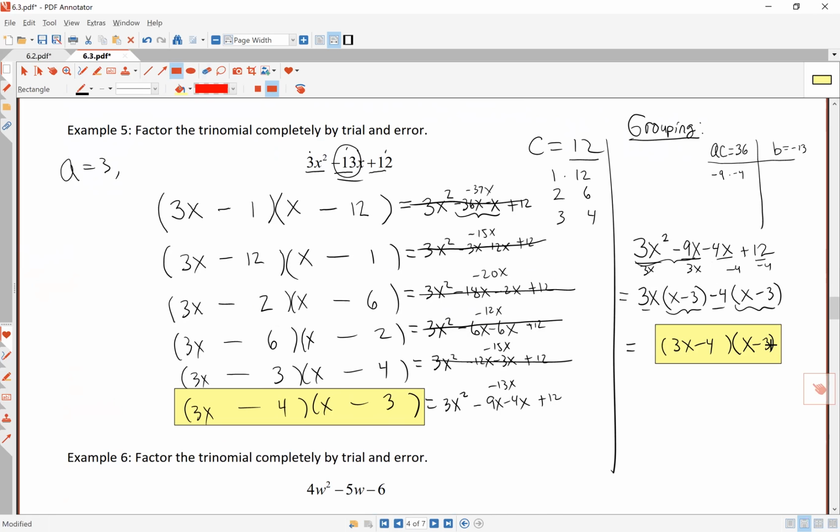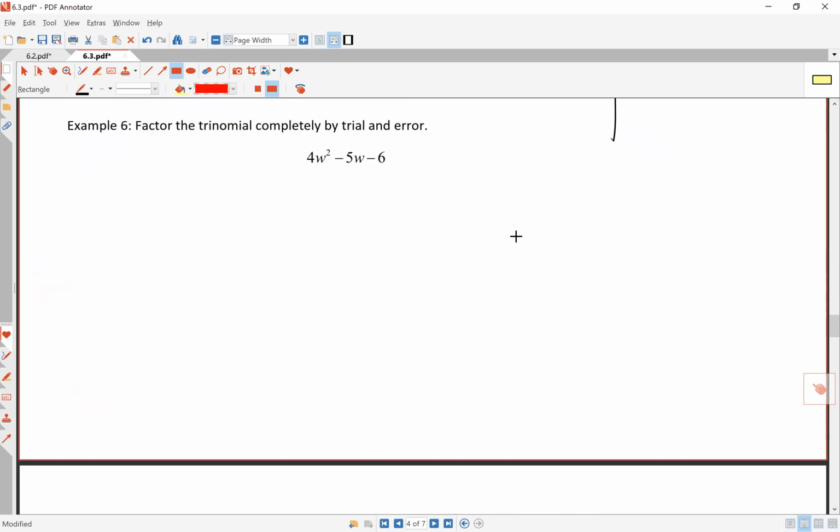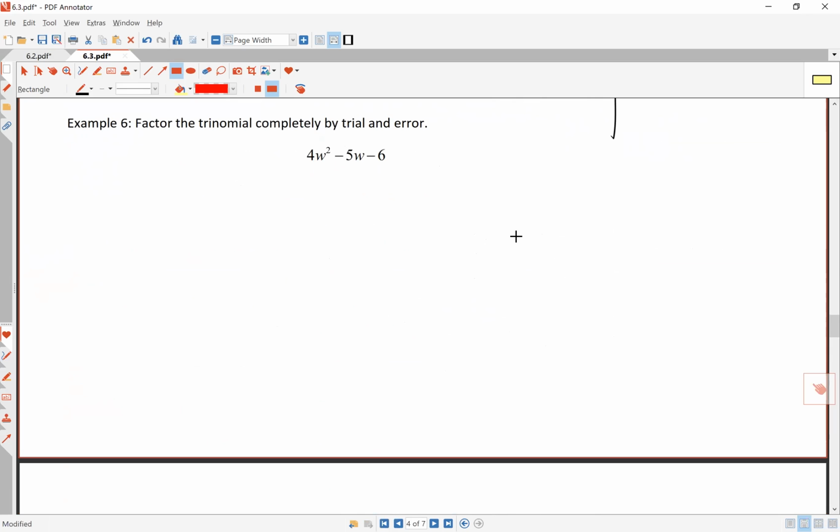So from here on out, if both my A and C are prime, I'm going to use trial and error. If one and or both of my A and C are not prime, then I'm going to use grouping. Example 6. Factor the trinomial completely by trial and error or by grouping, whichever one you find most suitable.